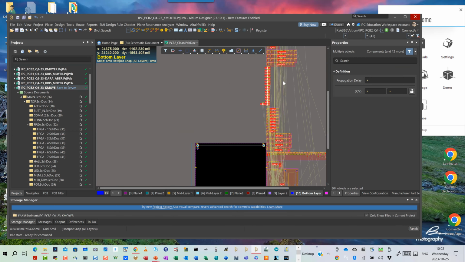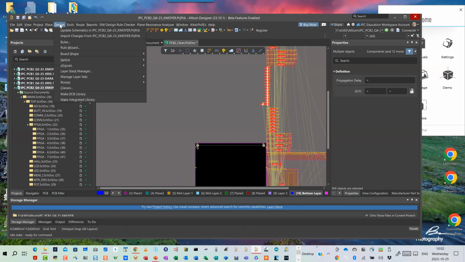I want to make a little 4x4 array. So what I'm going to do is go over here and go to the design, same room submenu now.